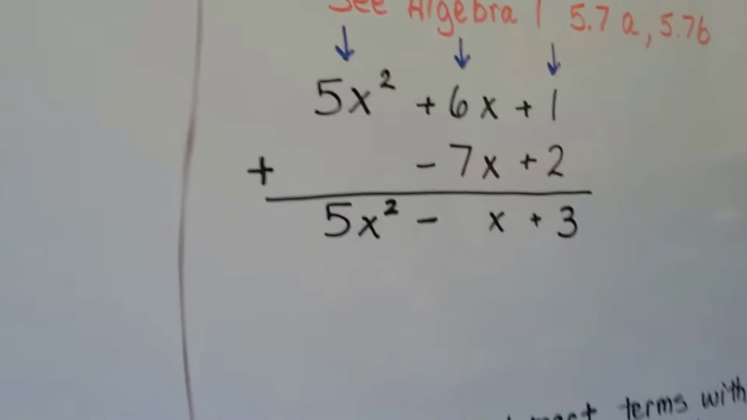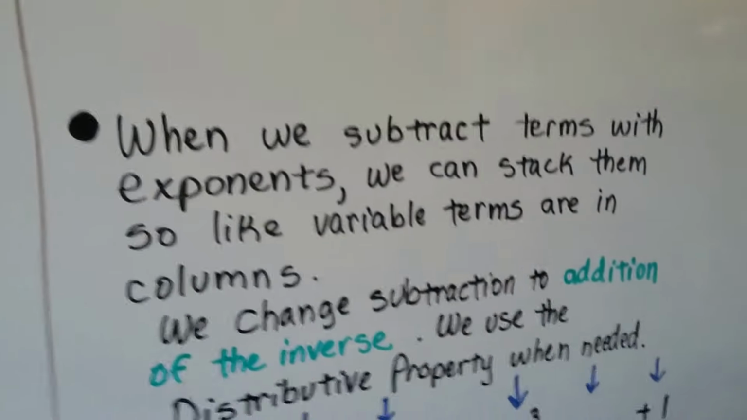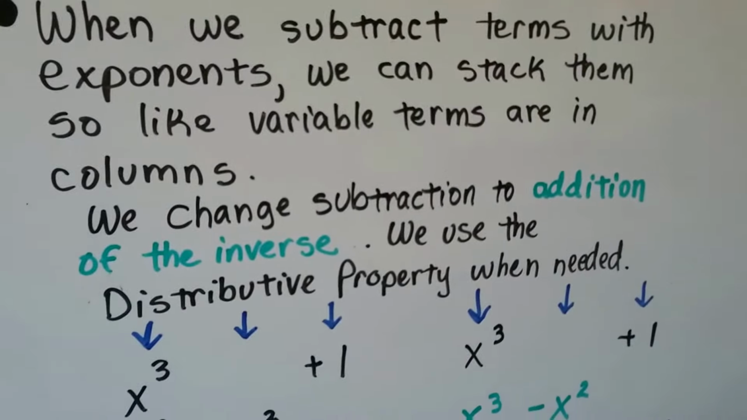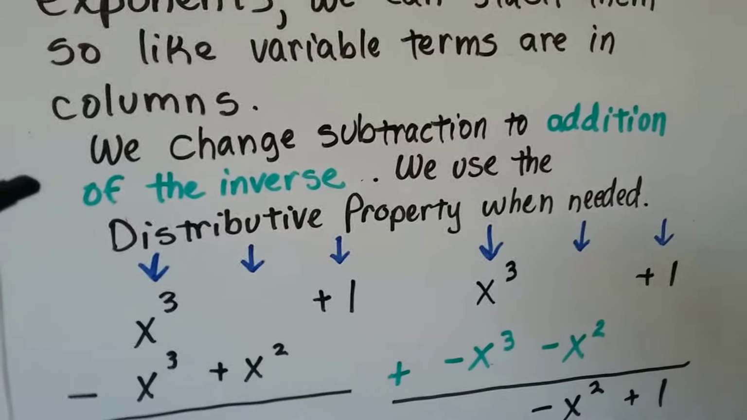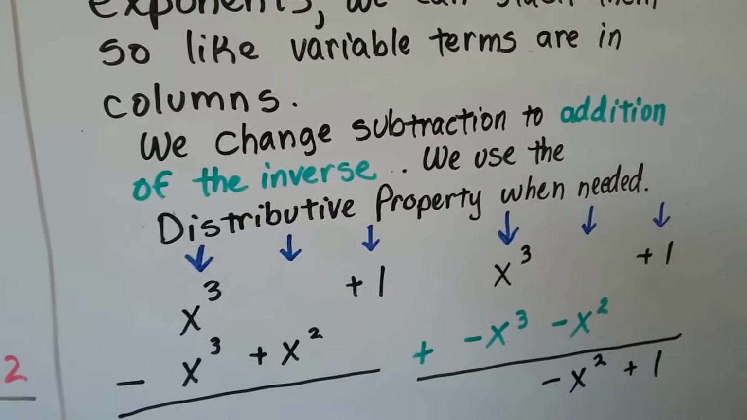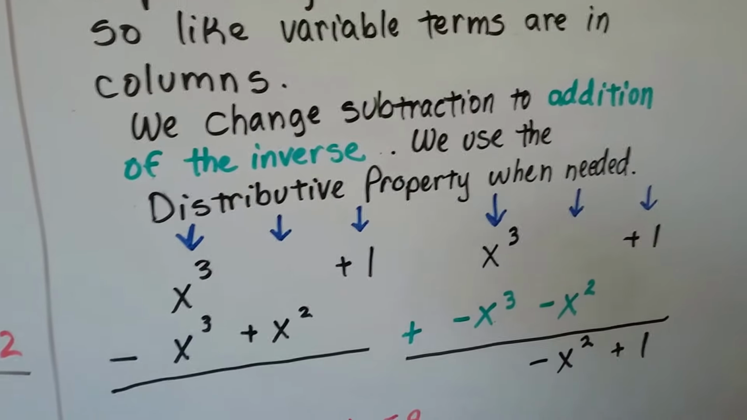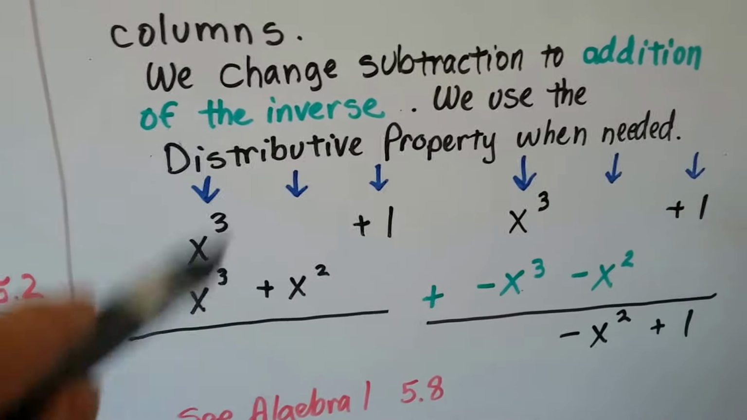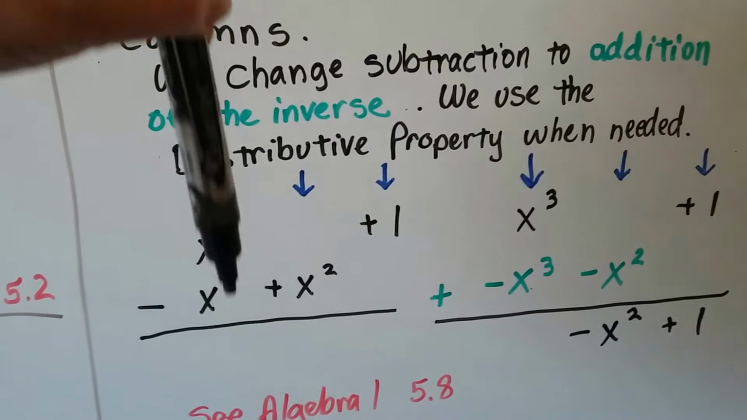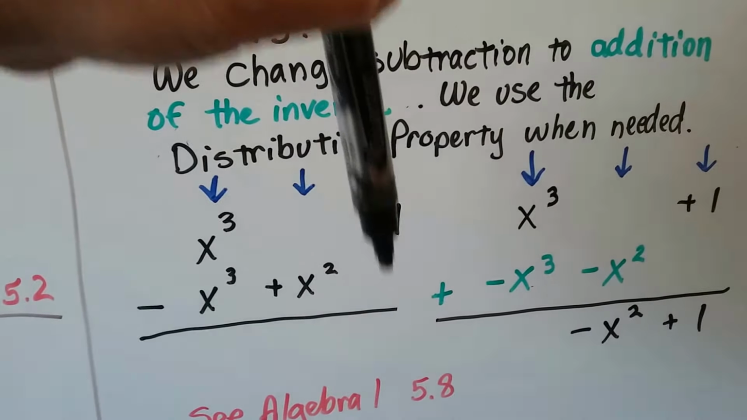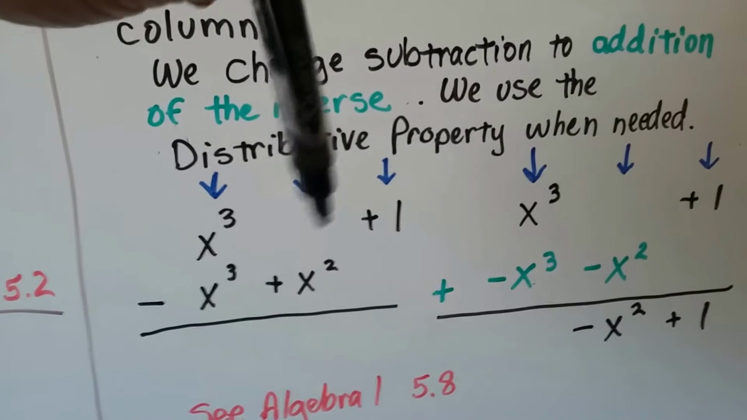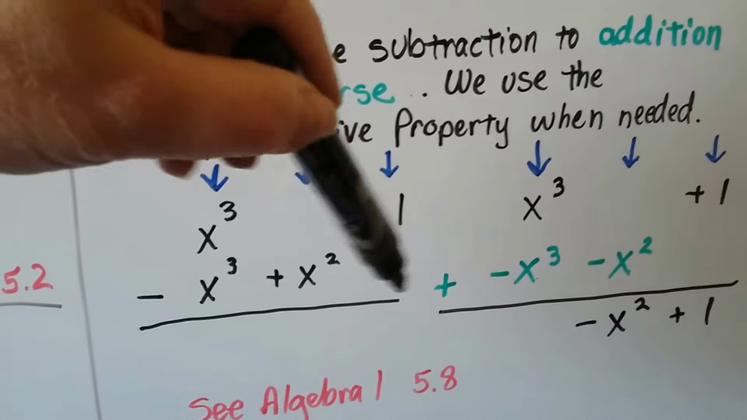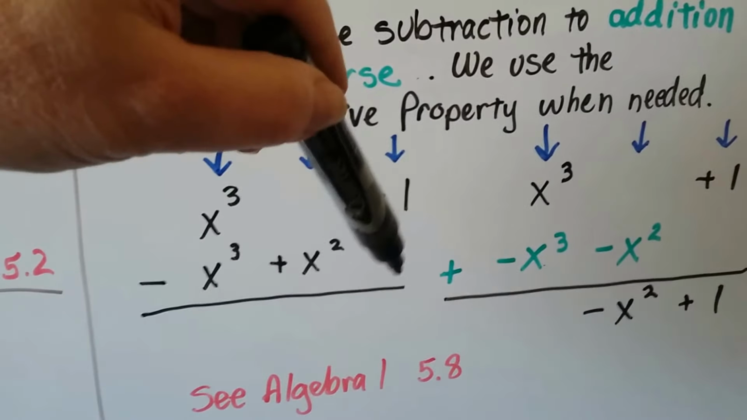Again, chapter 5. When we subtract terms with exponents, we can stack them so like variable terms are in columns, just like we did with the addition. We change subtraction to addition of the inverse. We use the distributive property when needed. So here's our problem. We've got the like terms stacked, okay? This one doesn't have an x squared, so we left a blank space here. This one doesn't have a whole number added to it, so we left that blank there.